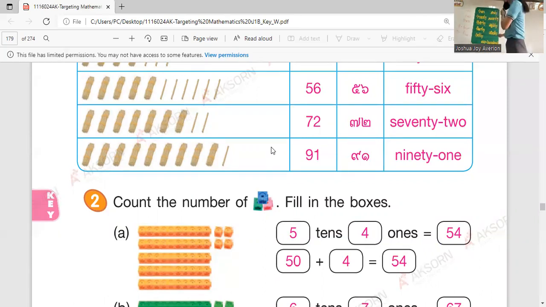So 5 tens and 4 ones is equal to 54. Again, 54. 5 tens is equal to how many? 50. Very good. 4 ones is 4. So 50 plus 4 is 54. Okay, everybody, let's read this one. 10, 20, 30, 40, 50, 60, 70, 80, 90, 100. Did you understand? Yeah.